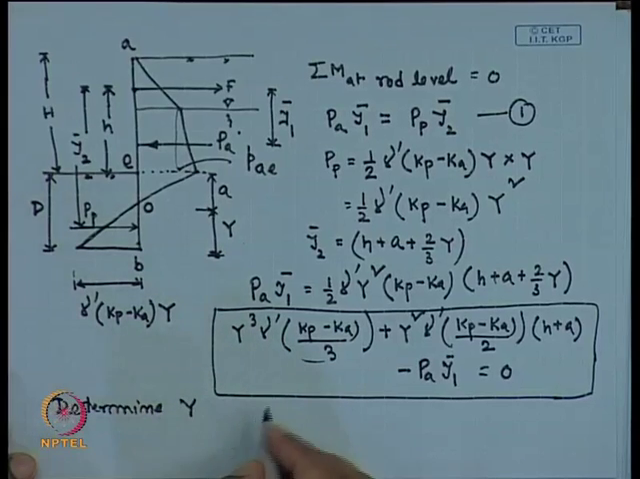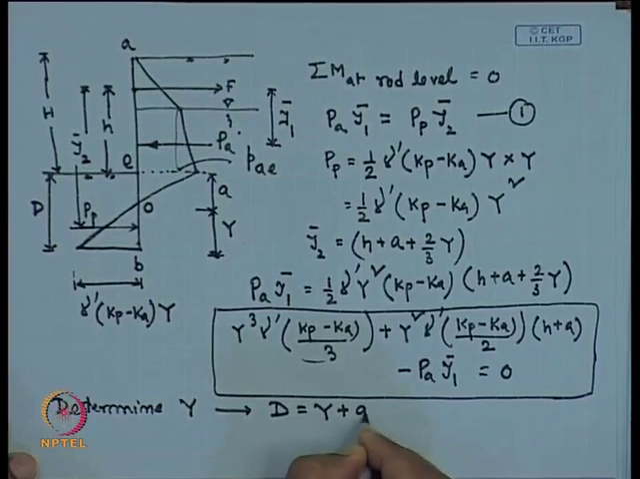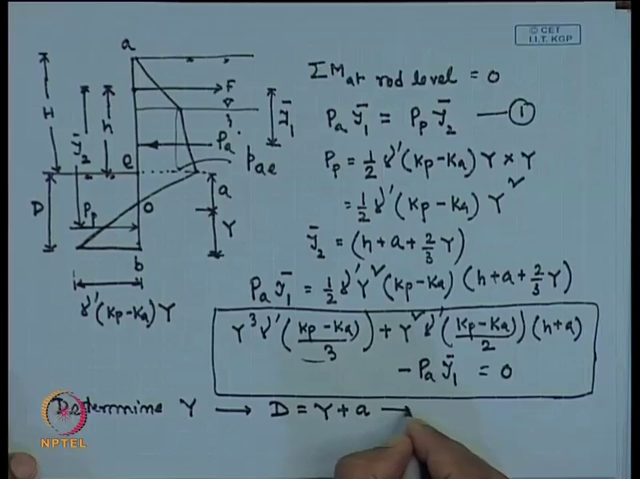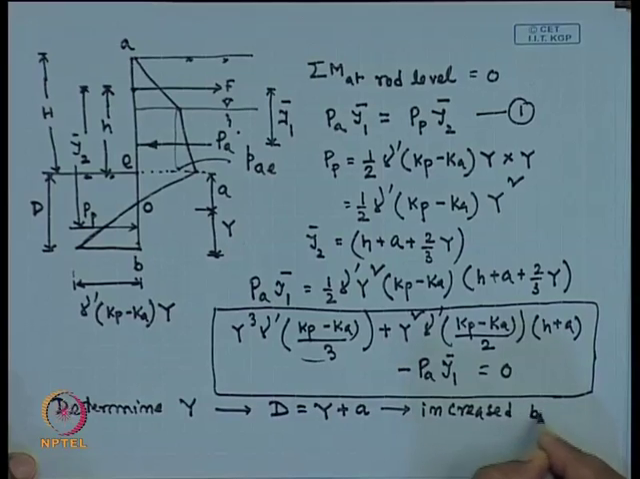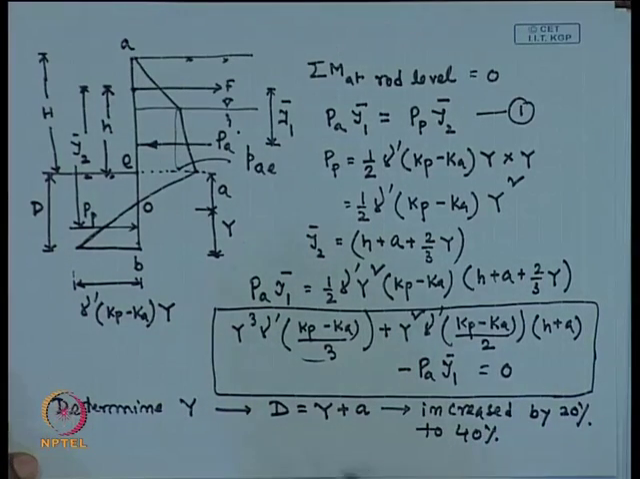Once we get capital Y, the next step is to get D, that is capital Y plus A. And once we get this D, it is increased by 20% to 40% by providing this factor of safety.